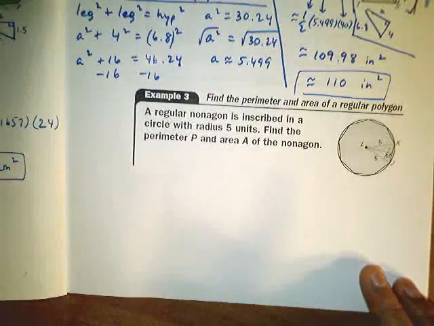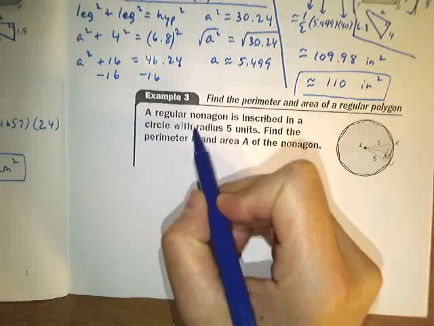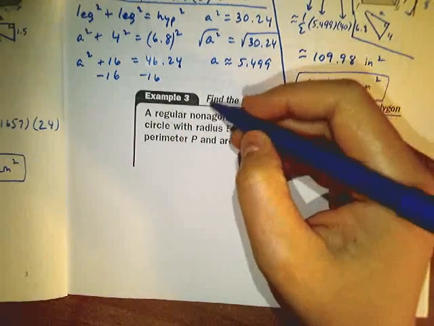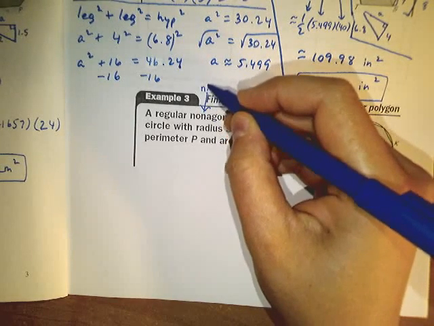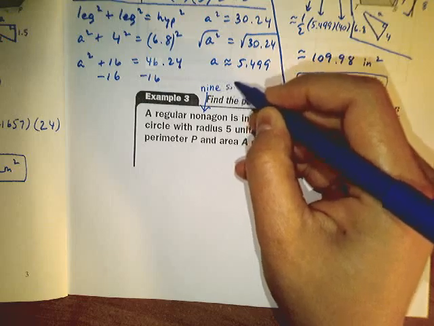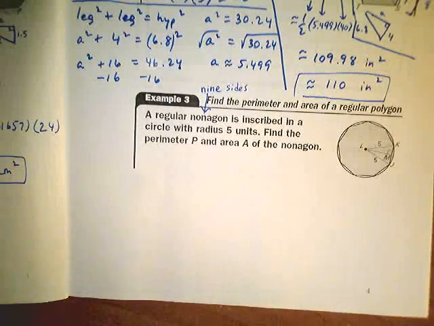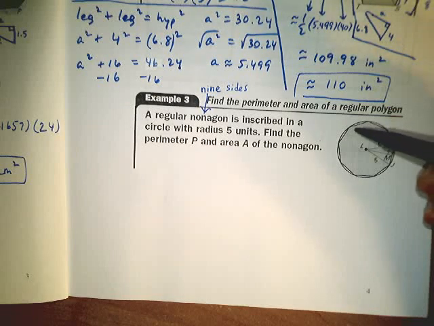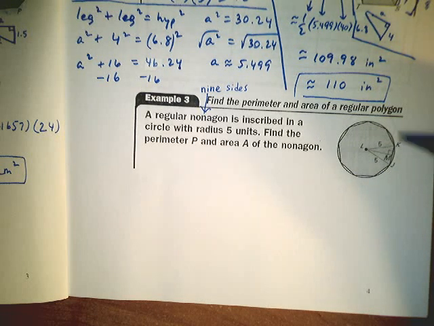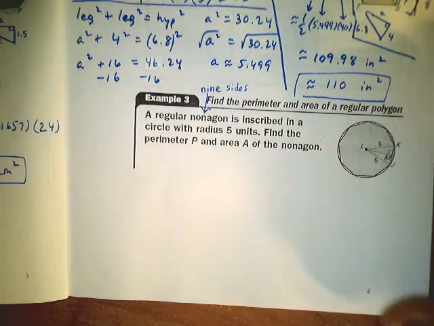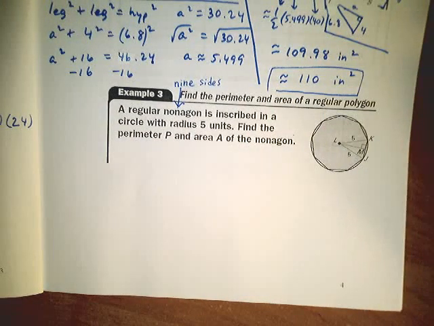The next one is an example based on a regular nonagon. That means it has 9 sides. And regular, again, means that all the side lengths are the same as all the others. They are all congruent. Now here they don't give us very much. They give us a radius, and they give it to us twice, but that's basically it. So we may have to do a little bit more work on this one to figure out all the numbers that we need.